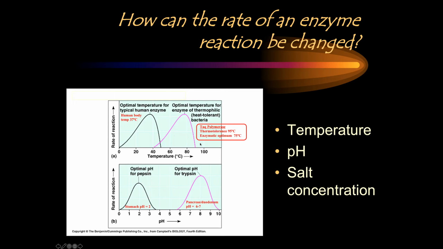Now, if we go to other environments, for example, a heat-tolerant bacterium, the optimal temperature could be 75. And I've given you an example of that earlier with Taq polymerase, the DNA polymerase that's used in PCR. It will tolerate temperatures up to 95 degrees without denaturing. So whereas most enzymes would completely denature at 95 degrees, Taq polymerase does not. And why? Because this bacterium that produces the enzyme lives in a hot spring.